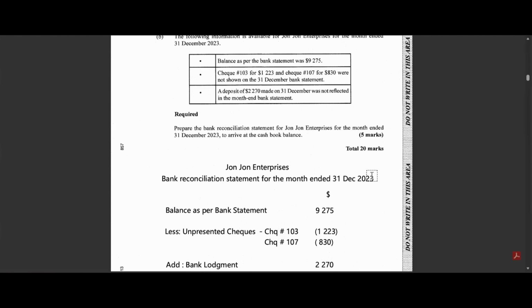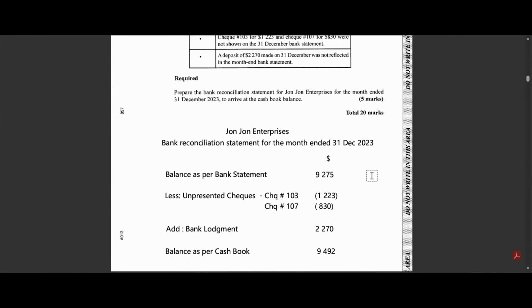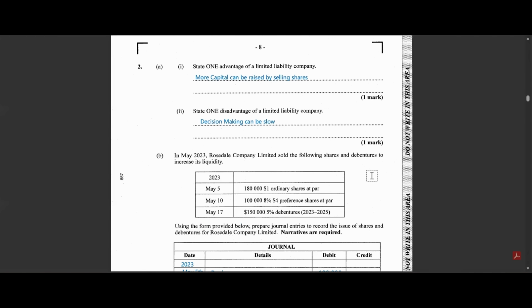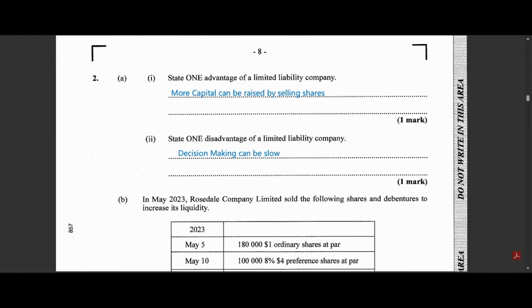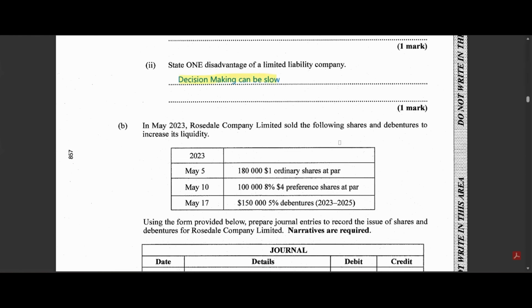Alright, great. So that brings us to the end of question 1, guys. And that end of question 1 would have been worth 20 marks. Awesome. So let's move on to question 2. Now, question 2 asks us to state one advantage of a limited liability company. Well, I already went ahead and gave us the advantage to work with. One advantage of a company is that more capital can be raised by selling shares. A disadvantage of a limited liability company is that decision making can be slow. Good. All right, moving down.